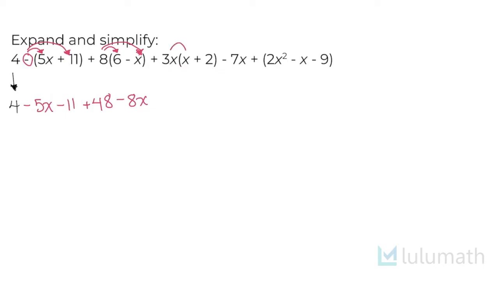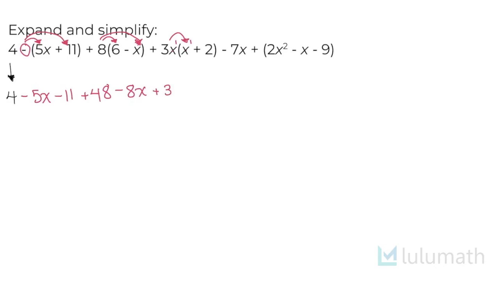So here, 3x times x, do not forget that this is x to the power of 1 and x to the power of 1. This is another common mistake people will make. They'll just say +3x, but it's really x squared because x times x is x squared. And then 3x multiplied by 2 is a +6x.